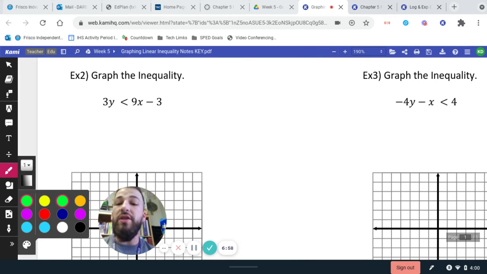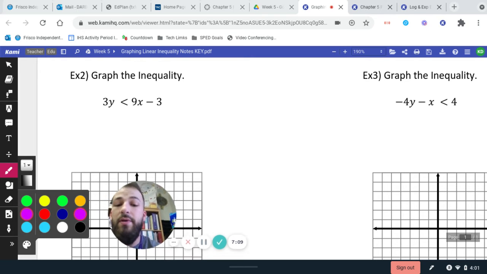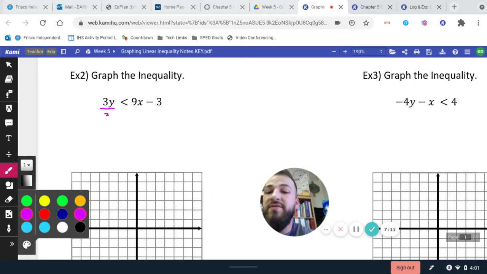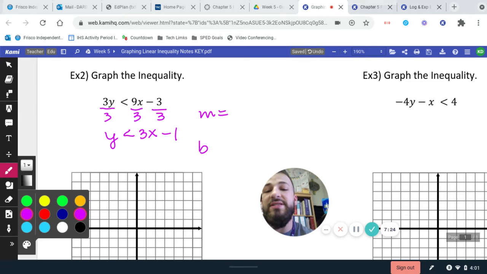So graph the inequality 3y is less than 9x minus 3. So just like being able to graph an equation, to graph an inequality we want it to be in y equals form first. So this one we have to do just a little bit of an extra step. Divide by 3, divide by 3, divide by 3. So that gives us y is less than 3x minus 1. Then from there, we want to do the same things: decide our slope and decide our y-intercept. Y-intercept is -1. Slope is 3 over 1.